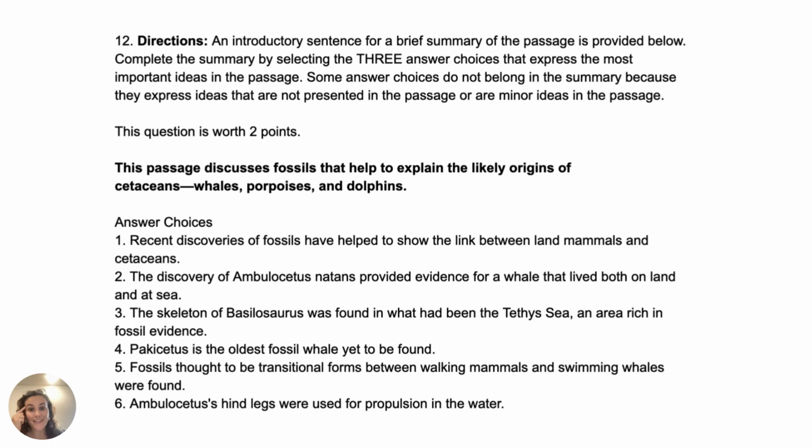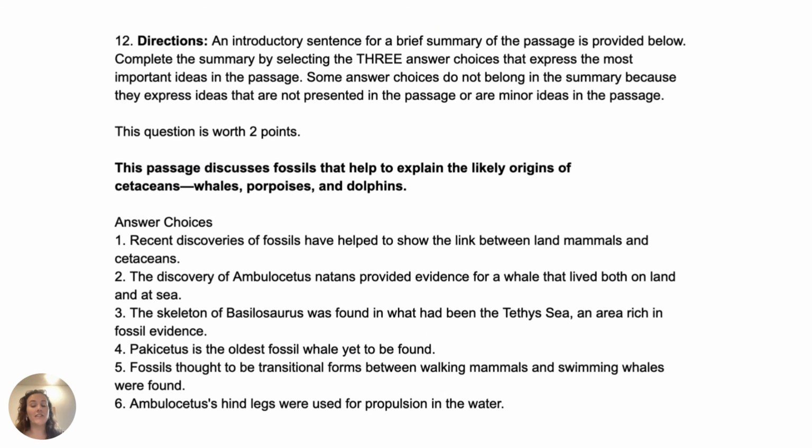So remember what the title of the passage was. That's the main idea. It's the origins of cetaceans. And then they give you a bold sentence here that will remind you what the main idea is. It might feel like your 3 answer choices are repetitive, like they're all talking about the origins of cetaceans. That's good. That's normal. So let's look at the sentence in bold. This passage discusses fossils that help to explain the likely origins of cetaceans, whales, porpoises, and dolphins.